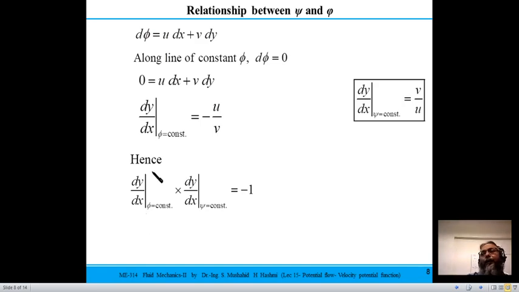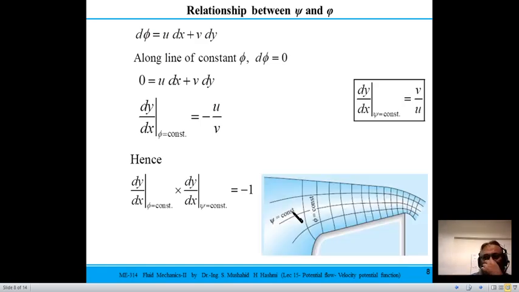So that is the mathematical proof of the fact that psi and phi are orthogonal lines, because the product of their gradients is equal to minus 1. So what we see is that if you have a constant stream function, then there is a corresponding velocity potential function which will be all the time orthogonal to the streamlines.